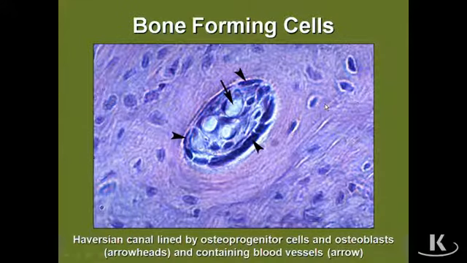The picture on the next slide shows a haversian canal that's lined by the squamous osteoprogenitor cells that tend to be flattened, probably those at two of the arrowheads. Osteoblasts tend to be more cuboidal. Both cell types are highly basophilic. And inside the haversian canal are also blood vessels, nerves, and so on.